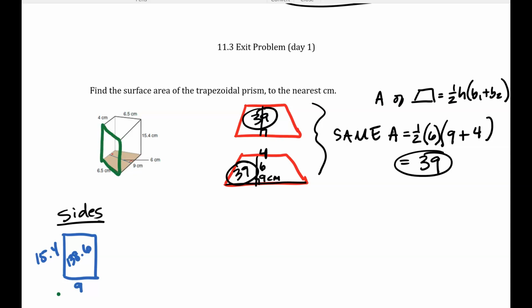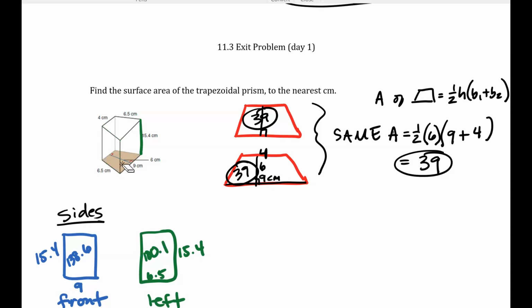Now I'll look at the left side. Let me just label this so I keep track of everything. So now I'm going to do the left side here. That's a rectangle, and it looks like the bottom is 6.5 and the height, it's not labeled here, but it's the same height as the prism, so it's 15.4. So I'm going to do 6.5 times 15.4 and I get 100.1.